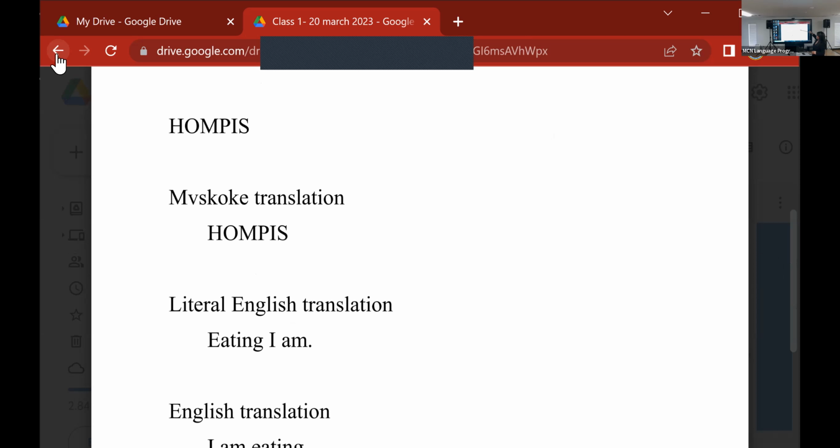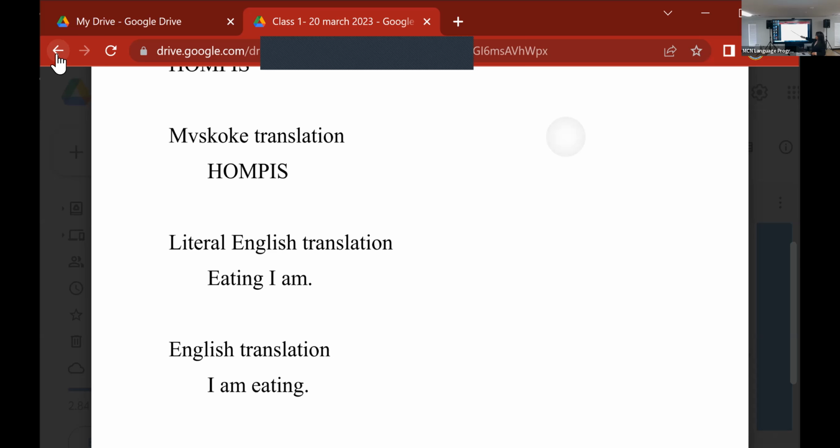So you can see here, the Mvskoke translation is hombis. Literal translation is eating, I am. So this I goes directly down, I, and the S means am. So hombis means eating, I am. The English translation, because like I said, this is the literal translation, and then you have to translate it to how English speakers think and speak: I am eating.